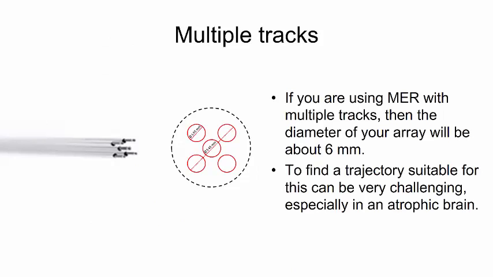What I have said so far is true regarding single tracks. But if you are using microelectrode recording with multiple tracks, then the diameter of your array will be about 6 mm, and to find a trajectory suitable for this can be very challenging.